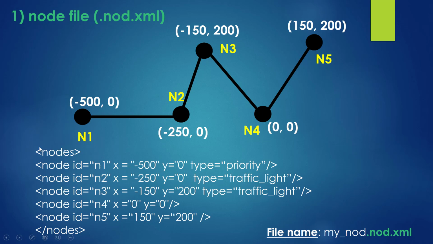So here we have defined all our nodes with the coordinates and the type. We will call this file mynode.nod.xml. You can call that anything you like. Let's open a text editor and copy this and paste it into the text editor.